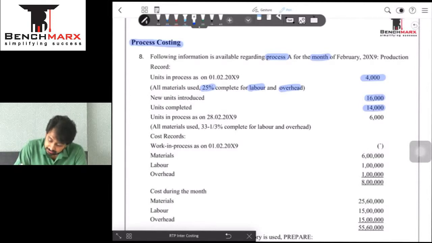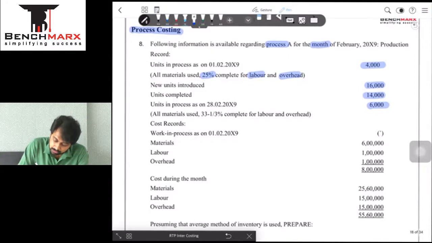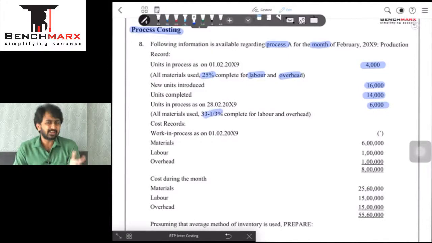Units in process, that's my closing WIP. Okay. And materials are fully input and 1/3 complete for labor and overheads. As I said, generally the percentage completion of labor and overheads will be the same. I'm not saying it's a rule, I'm saying generally it is the same. There is a logic to this too: the hours used for labor are generally the hours used for variable overheads. It is because of this that generally the percentage is the same.